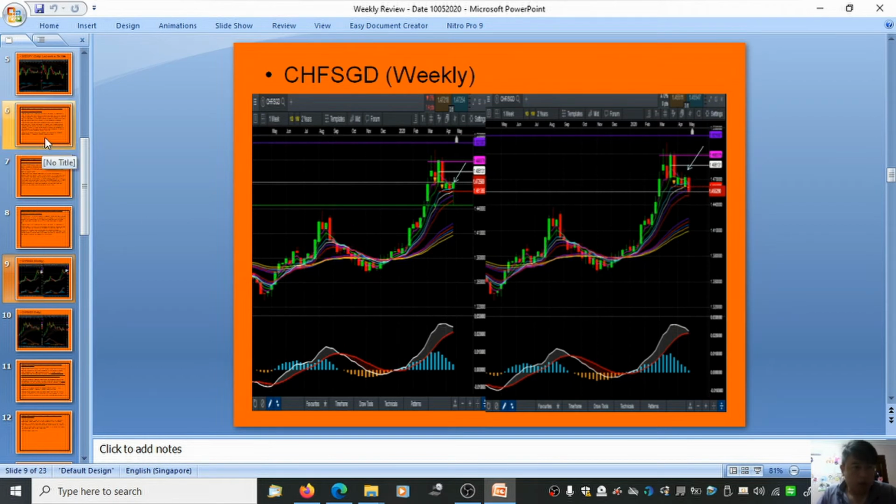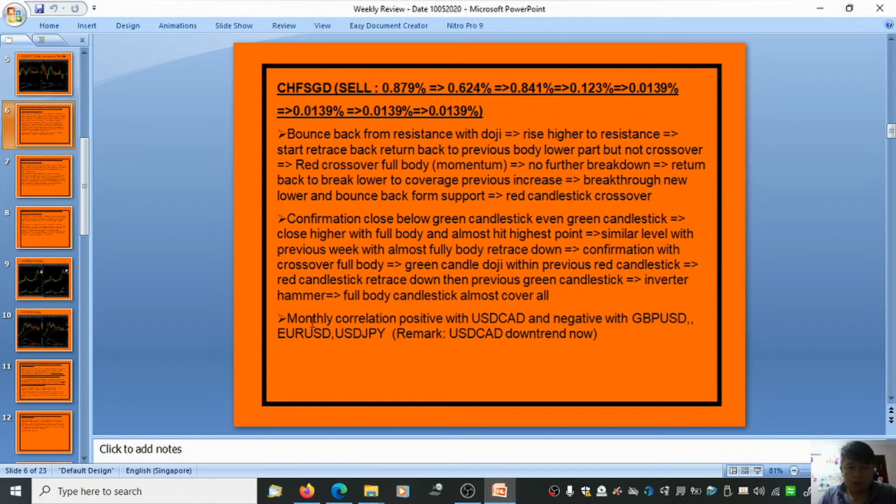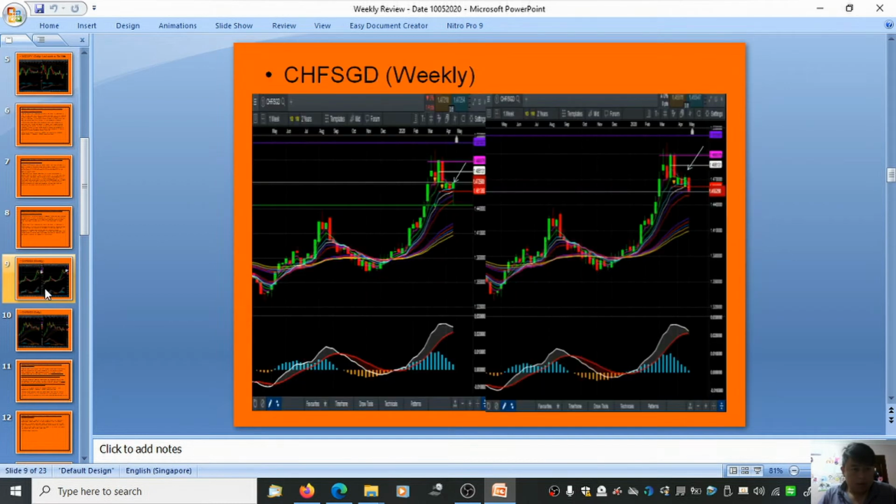Then the monthly correlations are still the same as last week. USD CAD downtrend, so USD CAD is positive, negative, negative. Then for the weekly MACD, as you can see, it continues to turn down to the lowest point of the positive region now. Okay, let's have a look at the daily MACD.